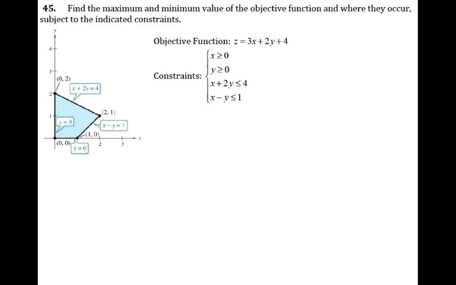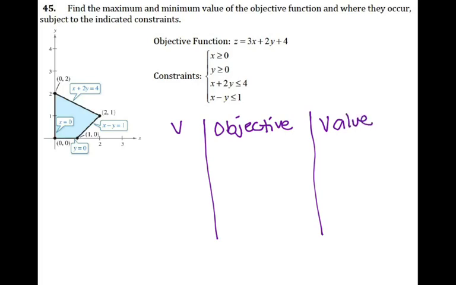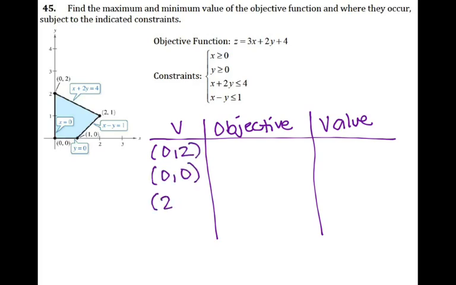45. Find the maximum and minimum value of the objective function and where they occur, subject to the indicated constraints. So I have my objective function and I have my constraints. It is already graphed for you, so you can go ahead and make a table. Vertices, objective, and value. So my vertices, I have one at 0, 2, 0, 0, 2, 1, and 1, 0. So I'm going to take that and plug it into my objective function.